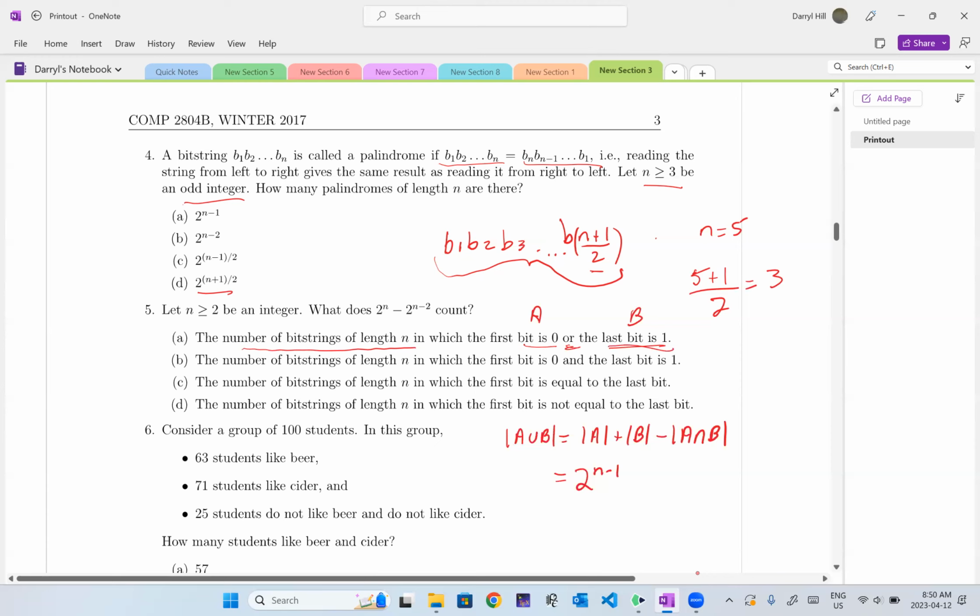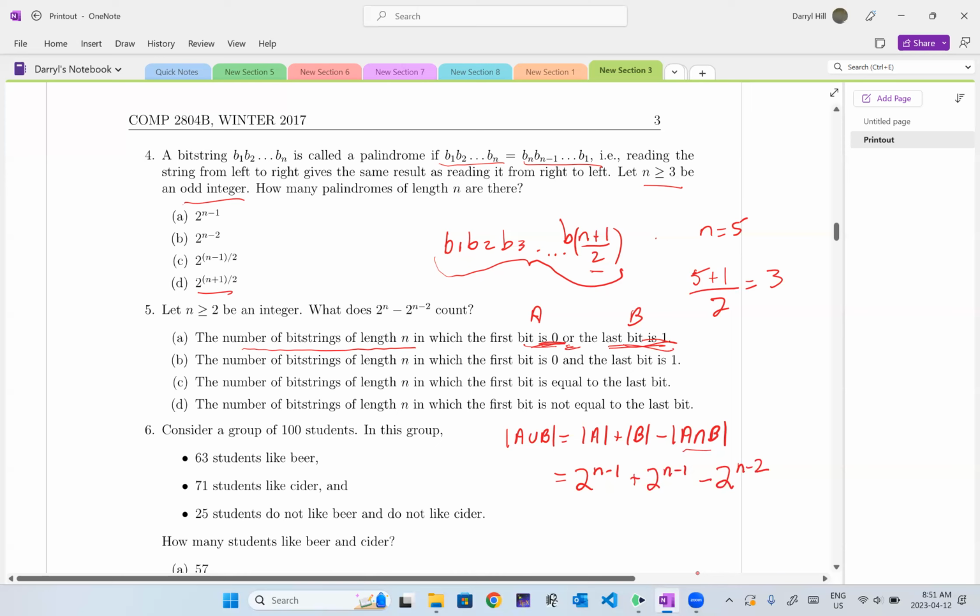The last bit is 1. Again, it's the same thing. I have n locations. The last one is chosen for me. The other n minus 1 locations, I have 2 choices each. So I get 2 to the n minus 1. Now, if the first bit is 0 and the last bit is 1, it's the same thing, except now I have 2 bits that are chosen for me, and then I have n minus 2 bits that I have to select a 0 or a 1 for.